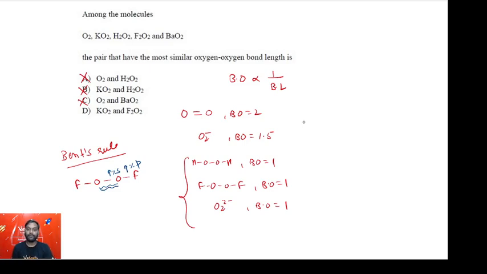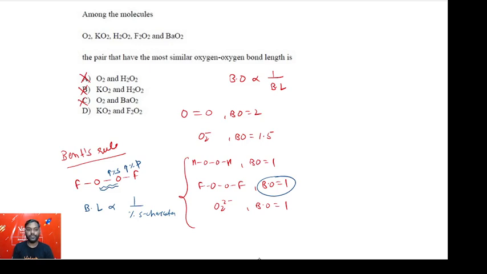Because of the increase in the percentage s character, the bond length would decrease. As we know, bond length decreases with increase in the percentage s character. So although this contains an O single bond O, this O single bond O does not have bond order 1. Its bond order will be more than 1. So it is very close to 1.5. So these are the 2 species which will have the closest bond length.